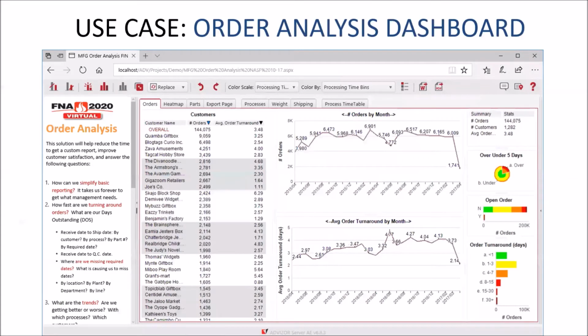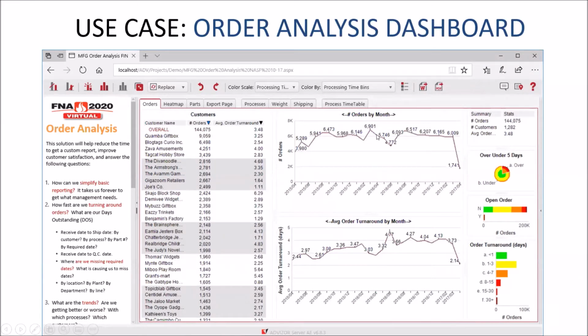Here's an example of an order analysis dashboard, with a couple of pages. We're looking at orders. There's a heat map, visual view, parts, an export page, processes, different ways of looking at the data. But high level, we're looking at a couple of years here. We had a lot of orders, 144,000, a bunch of customers. The average order time is 3.5 days roughly.